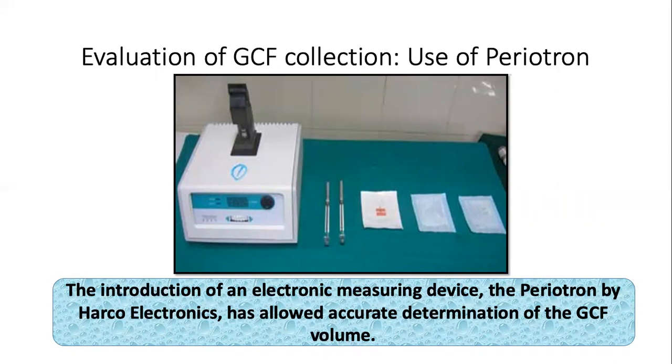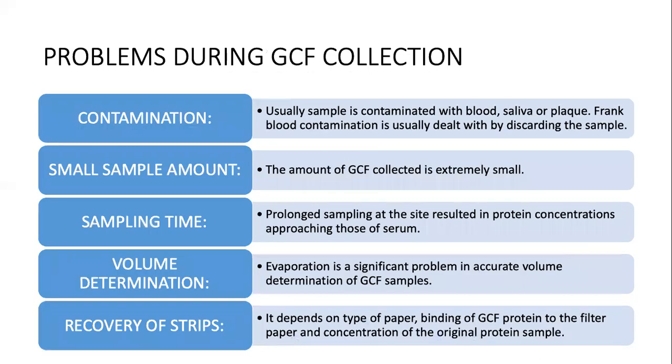But there is an electronic method as well, which has an electronic transducer machine called the Periotron. The wetness of the perio paper affects the flow of electric current, and this will give you the digital readout. You just place your wetted absorbent paper strip here, and since it is wet, it will affect the electric current, and because of this you will get digitally the amount.